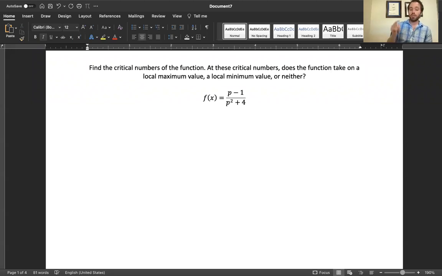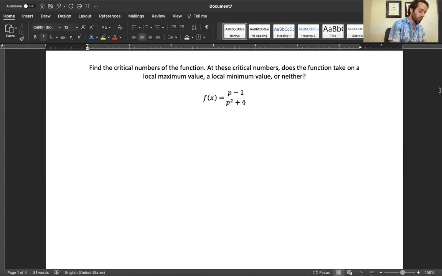Okay, guys, we're going to find some critical numbers here. First of all, we've got (p - 1)/(p squared + 4). We're supposed to find the critical numbers, and then at those critical numbers, tell whether the function takes on a maximum value, a minimum value, or perhaps neither one.